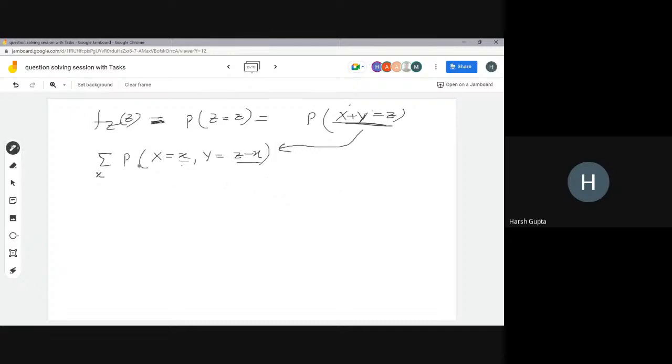So now we decide the range. What should be the range? First of all, what is the range of x? Can anyone tell about the range of x? 0 to infinity. Yeah, 0 to infinity. Why 0 to infinity? Why didn't others say? Any confusion about Poisson?